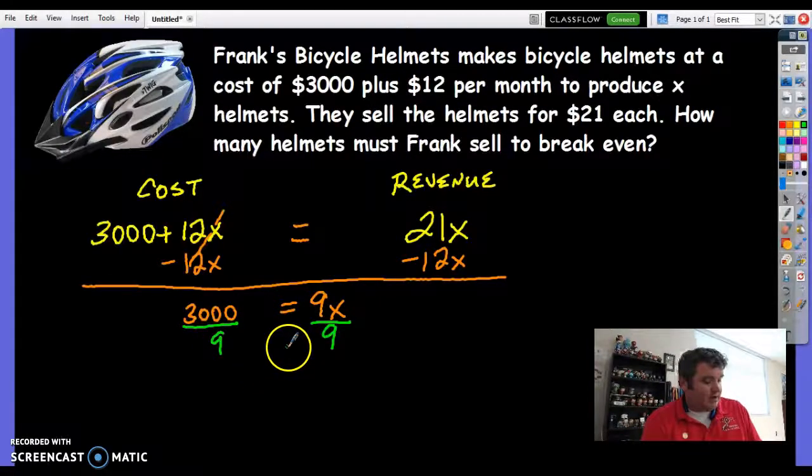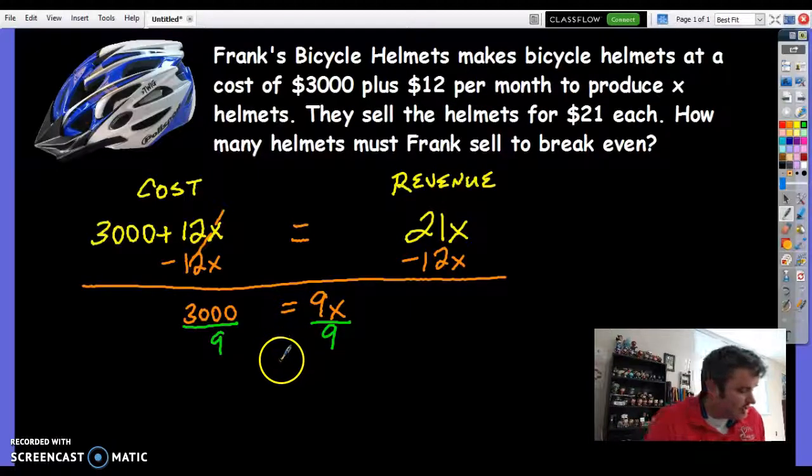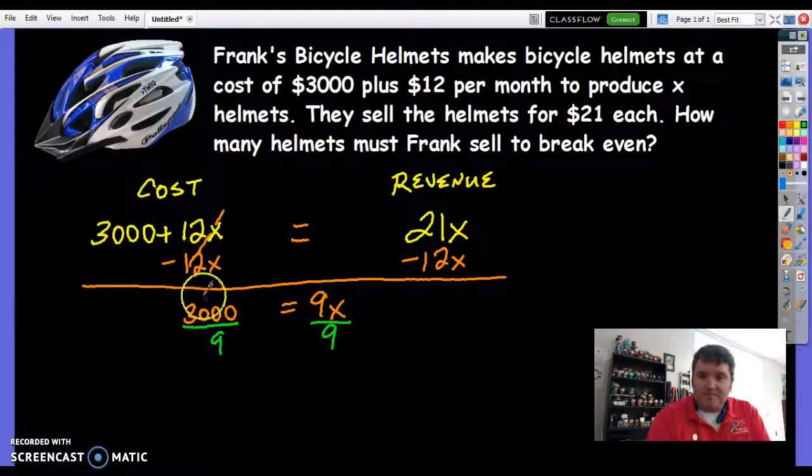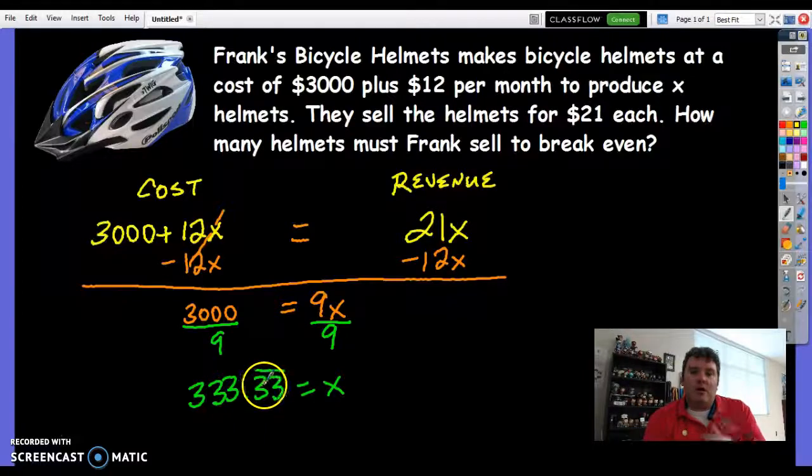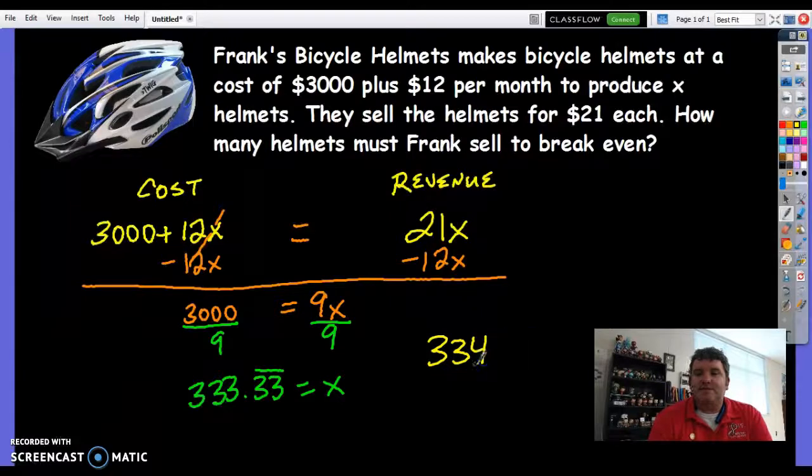and 3,000 divided by 9, I apologize, it's late in the evening, is 333.33 repeating x. So that means that this is the number of helmets that Frank has to sell. The problem is Frank can't sell a decimal or a fraction, because this would be 1/3 of a helmet. So really we would say that once he sells 334 helmets, he breaks even.